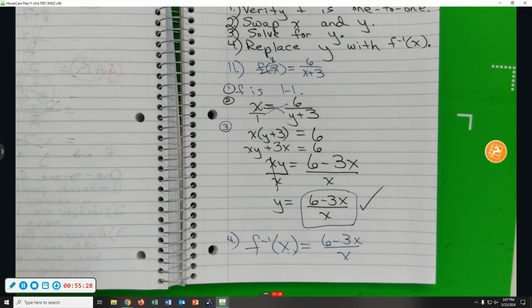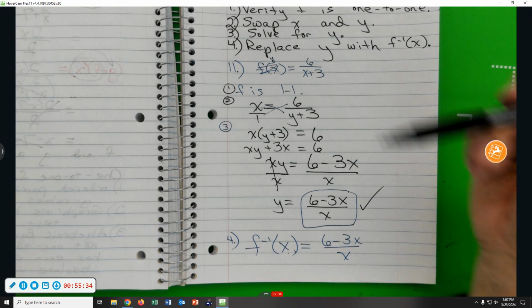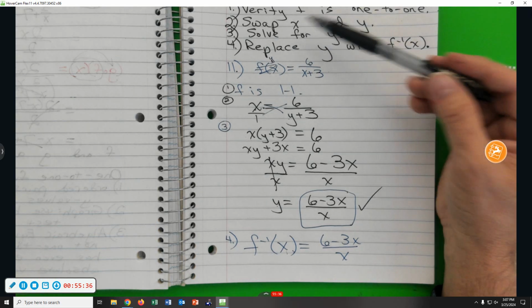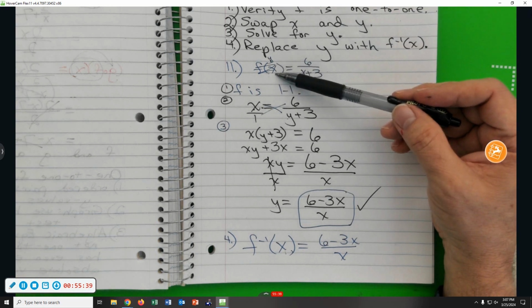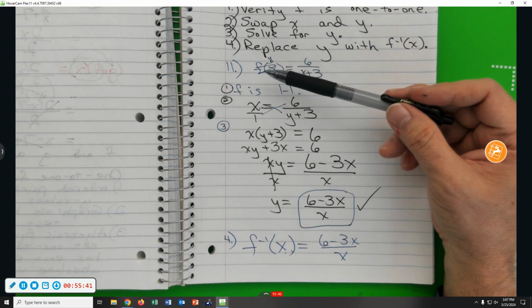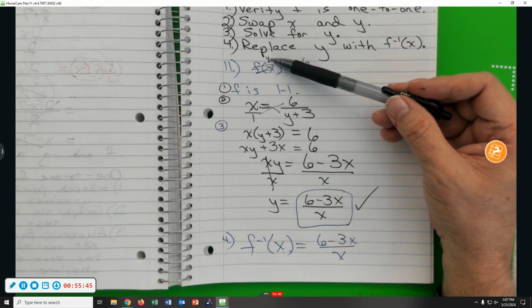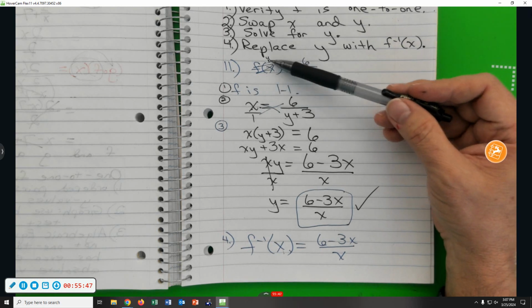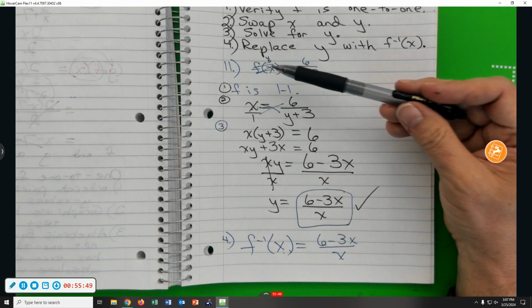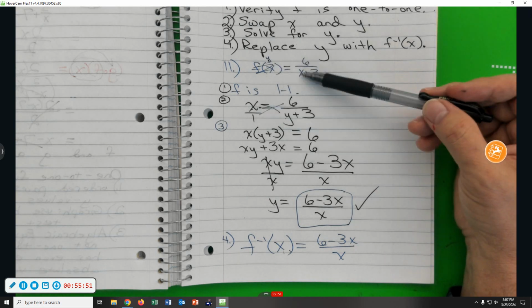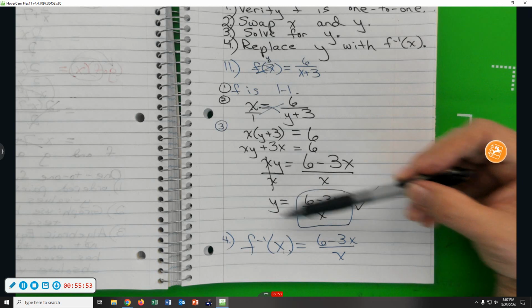The thing that poses problems, although there are not that many student problems with this process, is the fact you're swapping x and y, and people start off saying, well, I don't see a y. Remember, f of x is the same thing as the single letter y. So just mark out that f of x and think of it as a y. Y becomes x, x becomes y, solve for y.